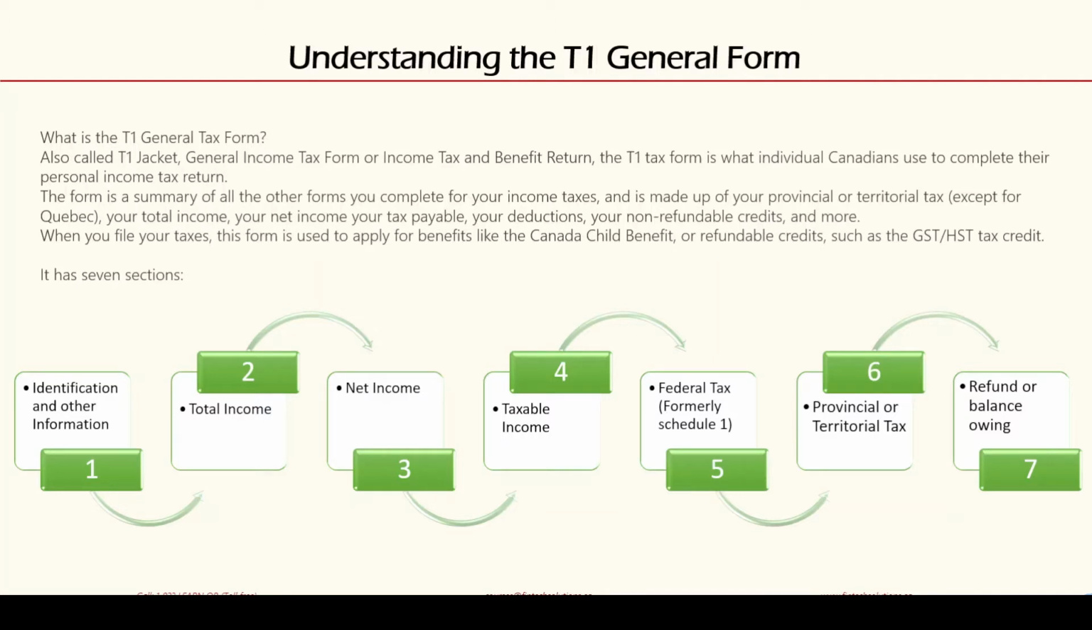It has 7 sections. So the form starts first of all with identification and other information. Thereafter, the total income, you provide that, calculates the net income. Then comes the taxable income. Thereafter, the federal tax. Formerly, it used to be a separate Schedule 1, but now is incorporated in the form. Next comes the provincial or territorial tax calculations. And lastly, step 7, which is a refund or balance owing on the tax return.